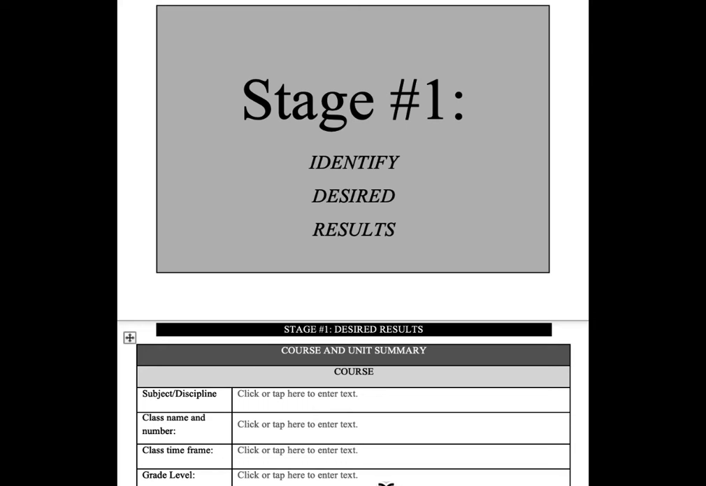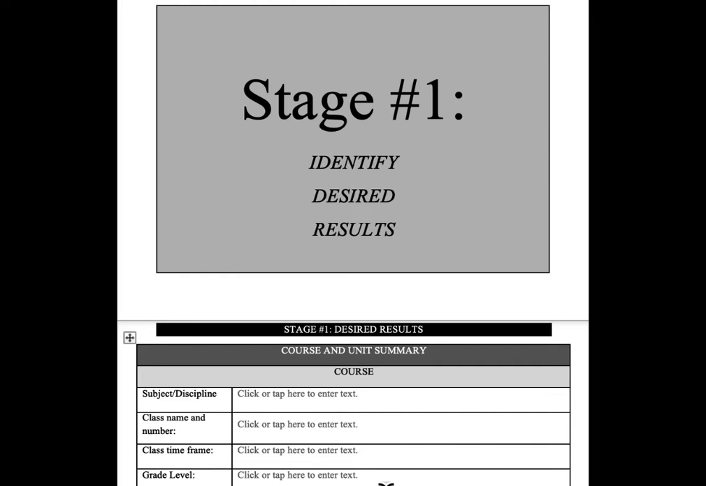Stage 1. Identify desired results. As an instructional designer, creating units that are user-friendly, specific, and focused on meeting the learning objectives are essential. There are a variety of learning designs that are out there that are used to construct curriculum for learners. One of those designs is a framework that uses a 3-stage process called Understanding by Design, or UBD.